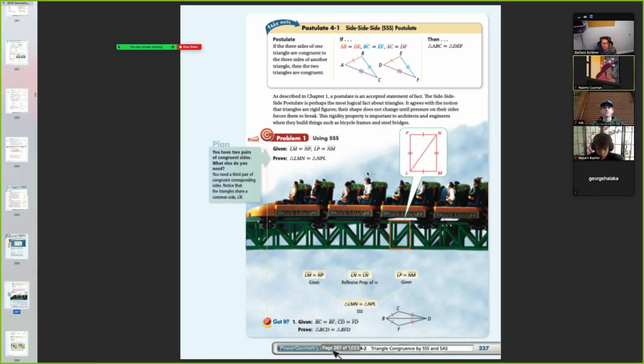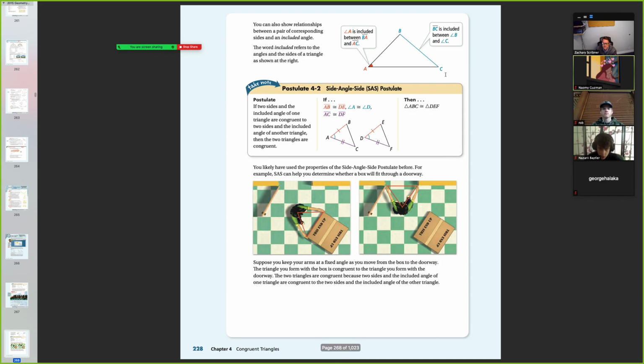Alright, so looking here, we have our side postulate, which says if you have three sides that are congruent to three other sides, then the triangles are congruent. And the second postulate, side angle side: if you have two sides and the angle in between, the included angle refers to the angle in between the two sides. That is important. That never changes.